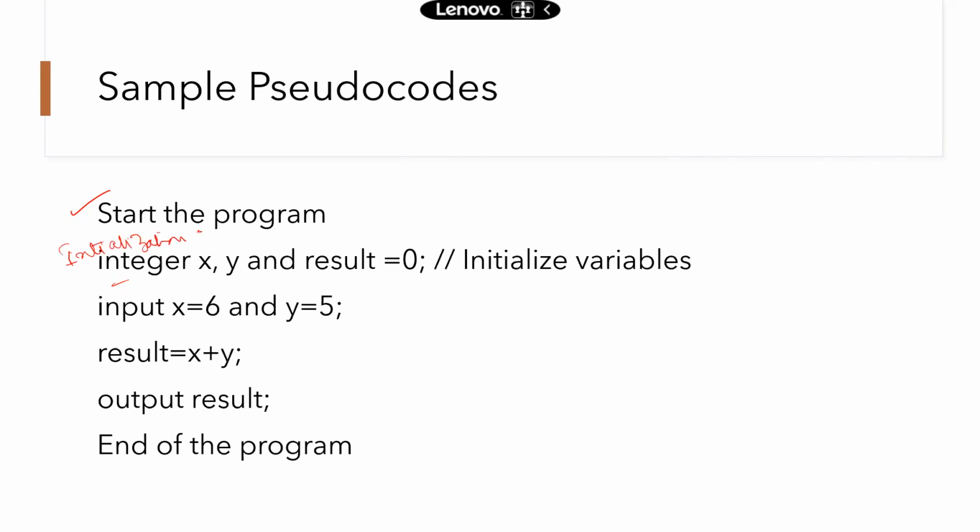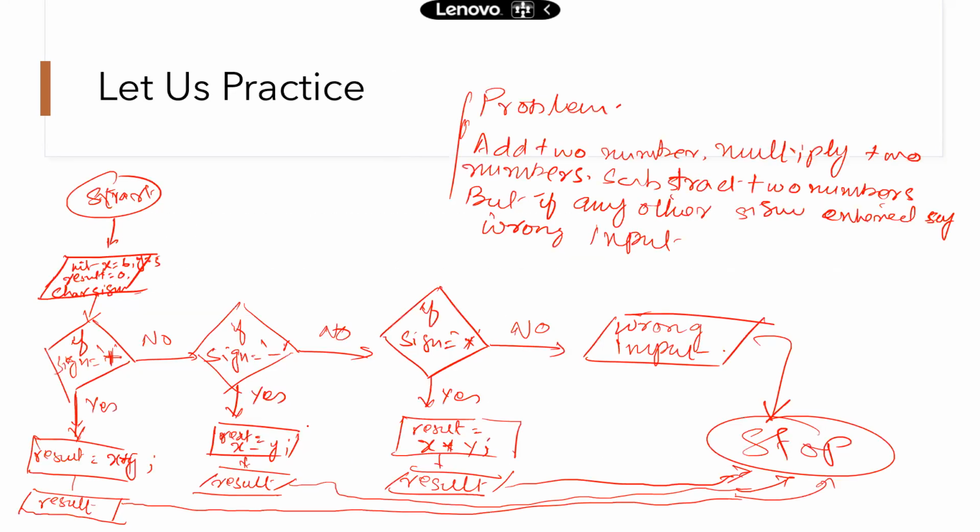Okay, right? Initialization of x, y, and a result, which you are assigning the variable 0 over here. And you're taking an input, x is equal to 0 and y is equal to 5. Then we are going to have a result equals x plus y, which is the basic addition. All right. This is exactly what we did in the flowchart. And then we output the result, and then we end the program. This is exactly what happened in the flowchart over here.